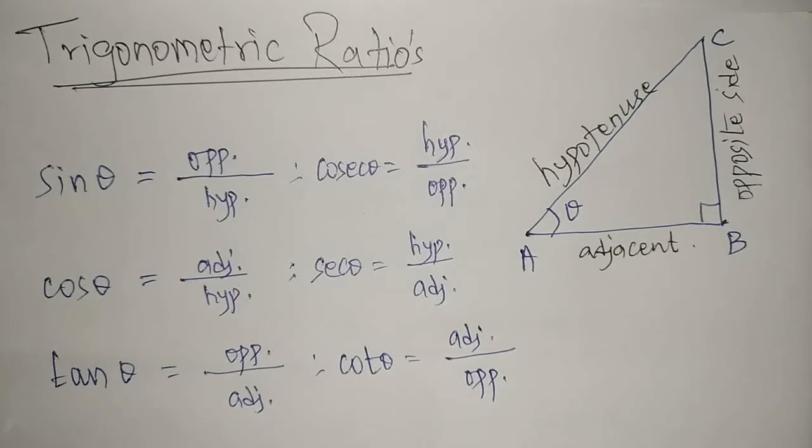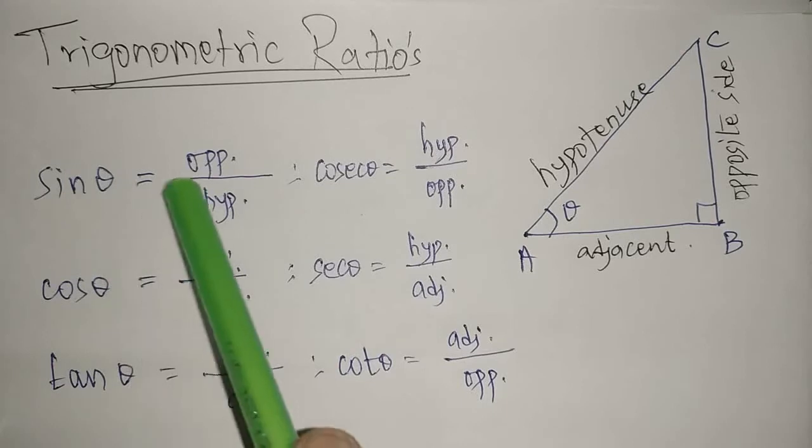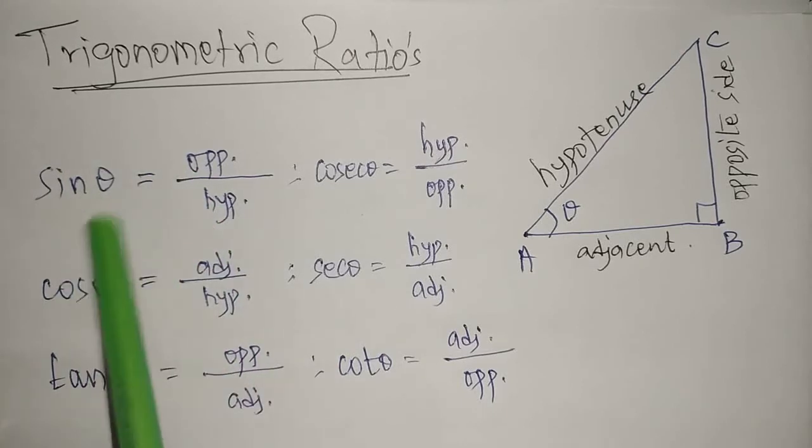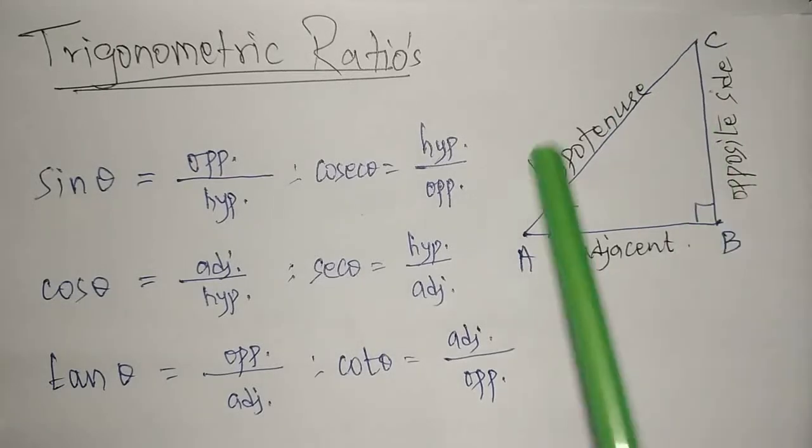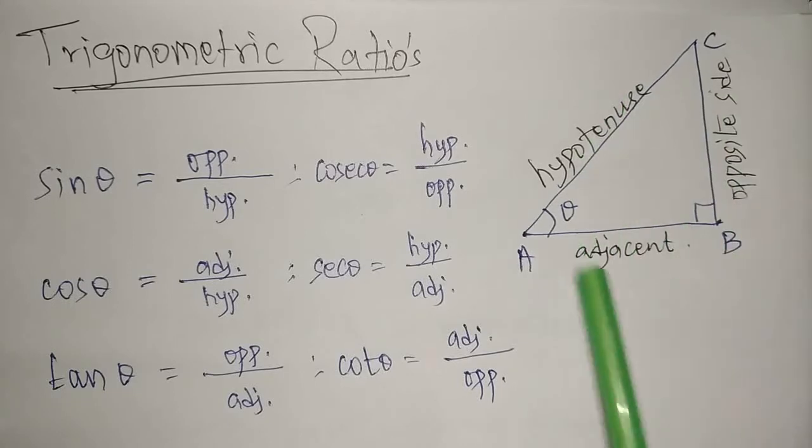This is very important. At least if you remember these three, then based on this we are able to remember the others also. Understand? And this is very important. Next we are going to see the trigonometric identities. The trigonometric identities also come from the right angle triangle.